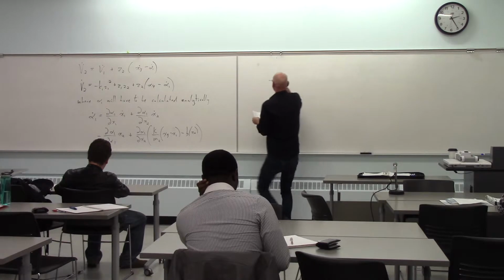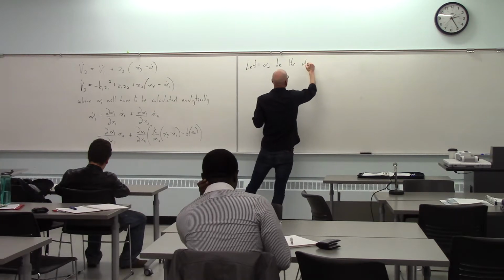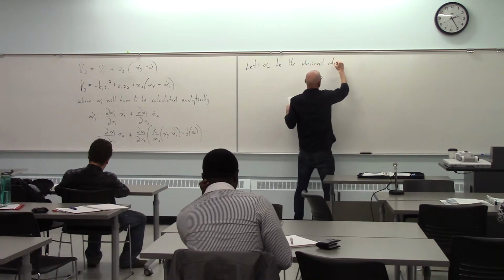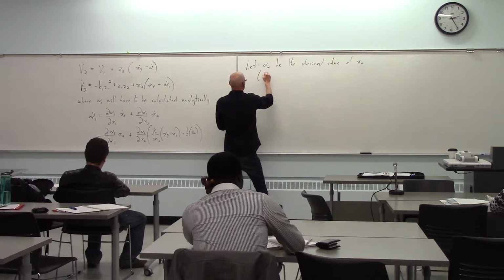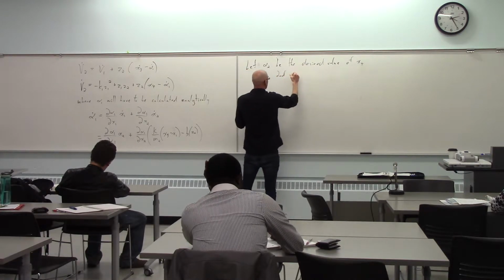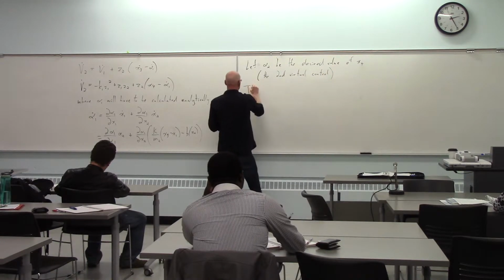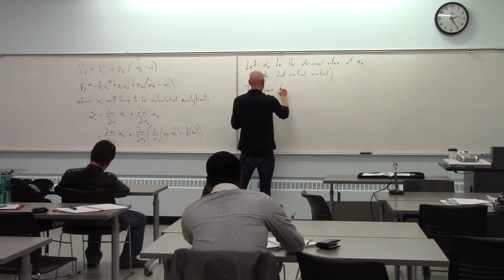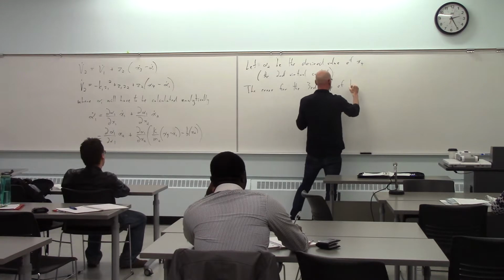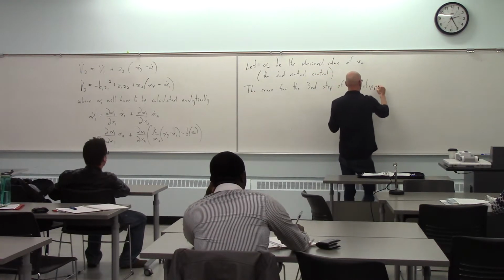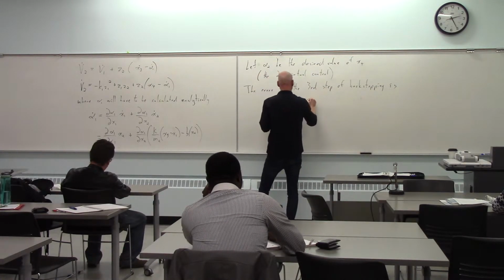So let alpha 2 be the desired value of x4, the second virtual control. The error for the third step of backstepping is Z3 equals x4 minus alpha 2.